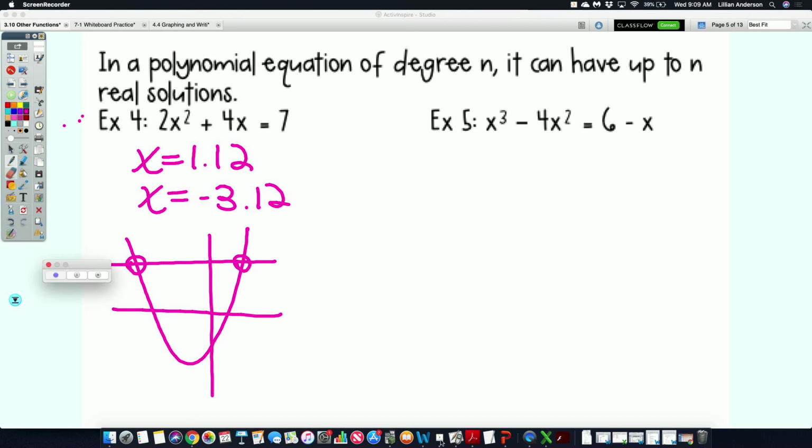Questions on this? Can you do example 5? Yes. Okay.